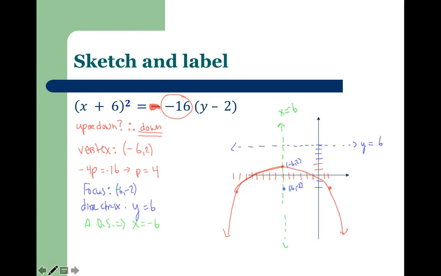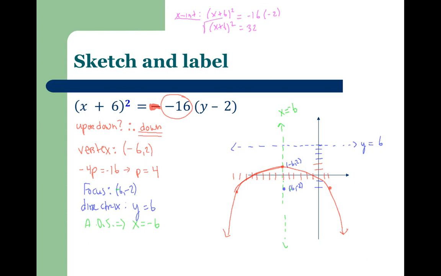So my last thing that I want to find, and I'm going to do it algebraically, obviously, is the x and y intercepts. I'm going to do them up here. So the x-intercept, how many do we have? It looks like we've got 2. So that's going to be where y is 0. So x plus 6 squared equals negative 16 times negative 2, right? So x plus 6 squared equals, what is that, 32?